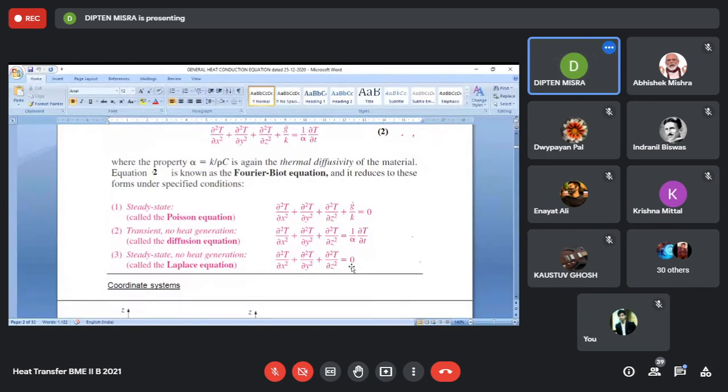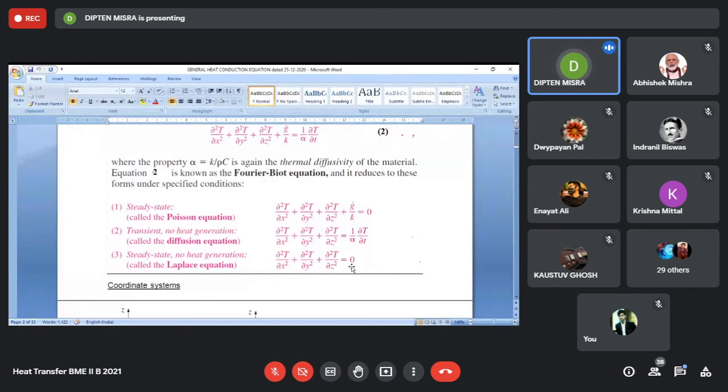Now, the heat will predominantly flow along the direction of thickness. The heat will not flow along the direction of the width of the wall. It will not flow along the direction of the height of the wall. Only, the major part of the heat will flow across the thickness of the wall.